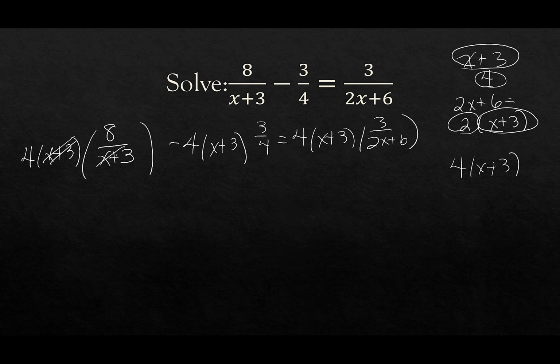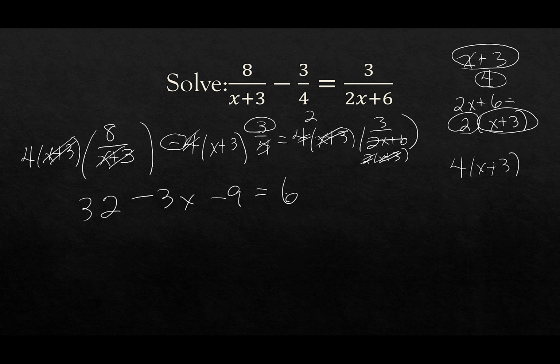So in the first term, the x plus 3 cancels. 4 times 8 is 32. In the second term, the 4 cancels. When I multiply out, I want to think of this being a negative 3. That way I retain the sign and I distribute it to the x plus 3. So negative 3 times x is minus 3x. Negative 3 times 3 is minus 9. On the right side, I'm going to rewrite this underneath as 2 times x plus 3 so I can see the factors there. The x plus 3 cancels x plus 3. 2 goes into 4. 2 times 3 is 6.